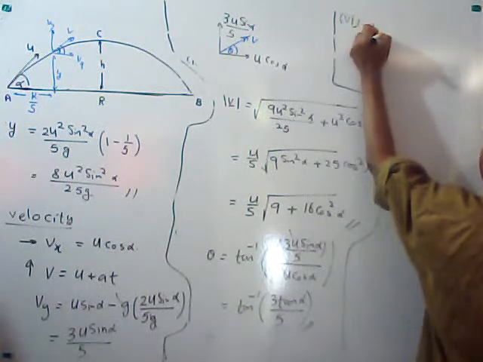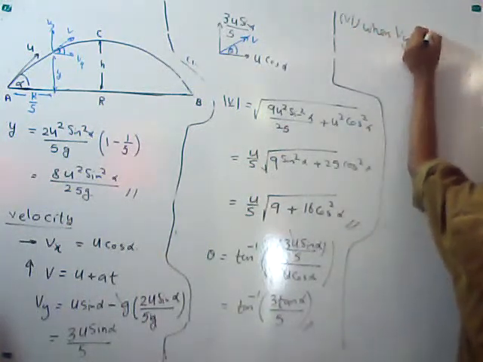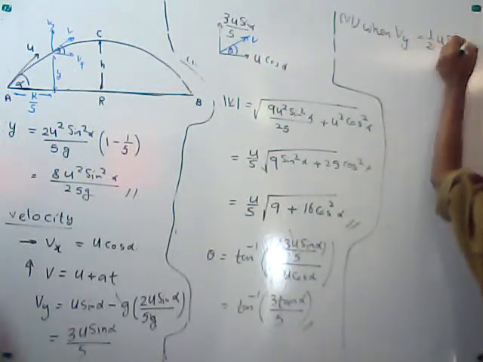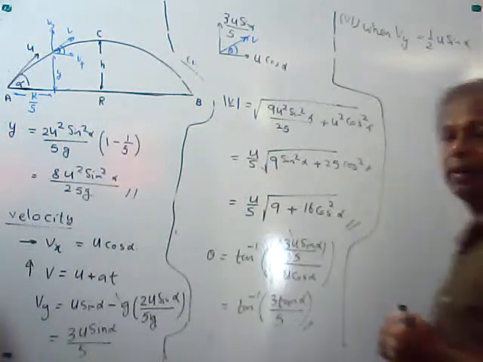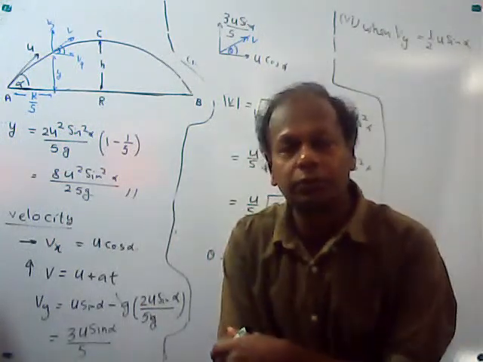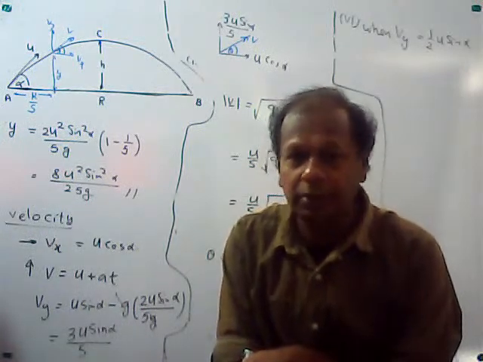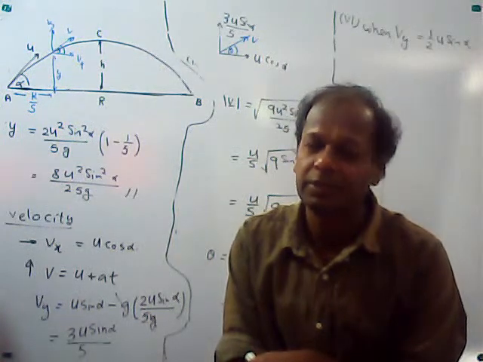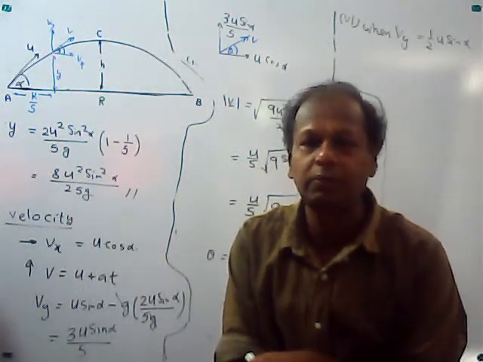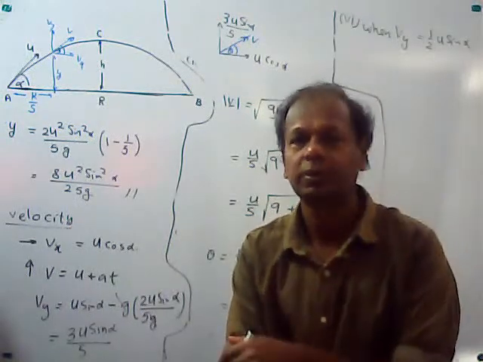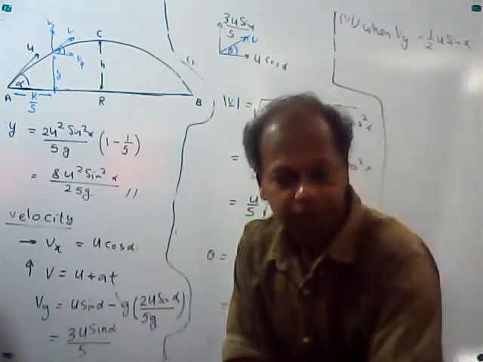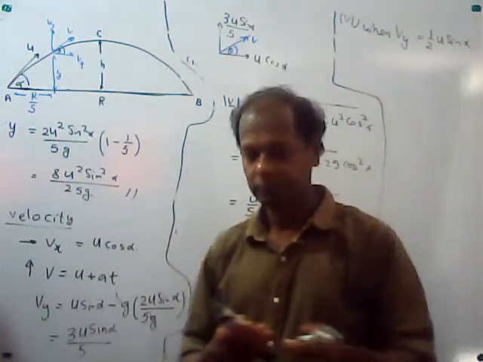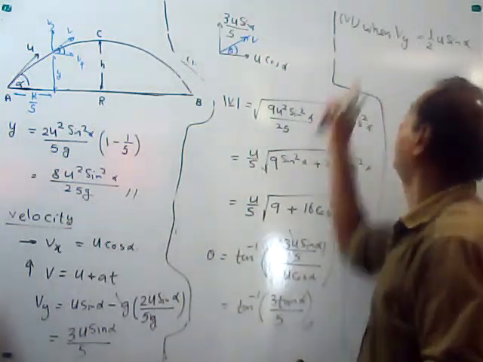When Vy equals half of the initial component, that's u sin alpha. This is the data. If you can find time t, now we need the position, right? To find the position, it's easy to find time t. With t, you can find the horizontal displacement, vertical displacement. Anything you can find easily. Right, this is the data, vertical component.